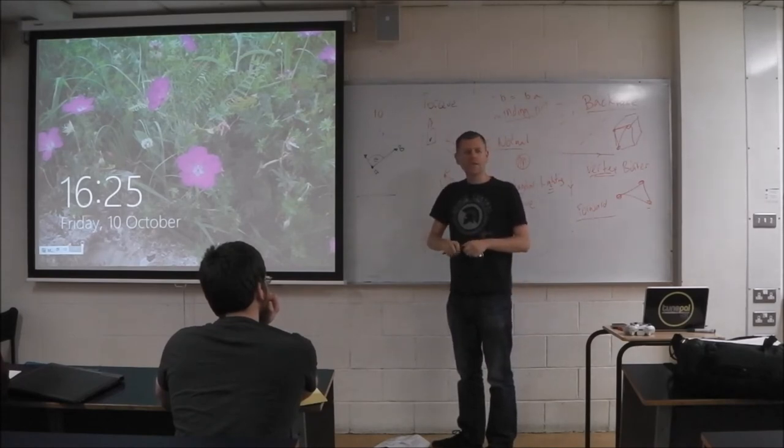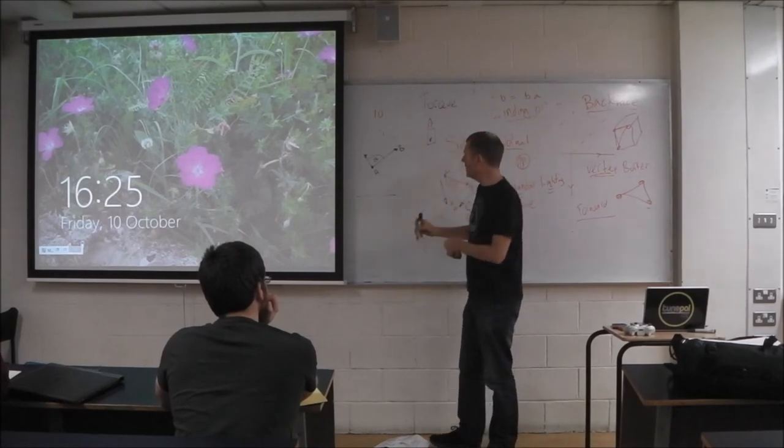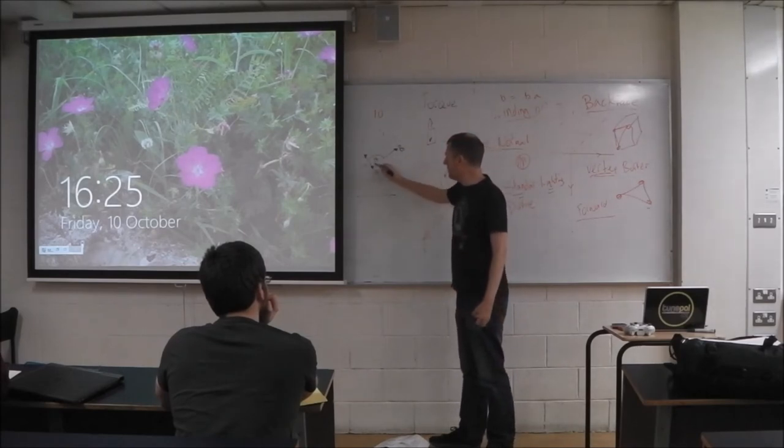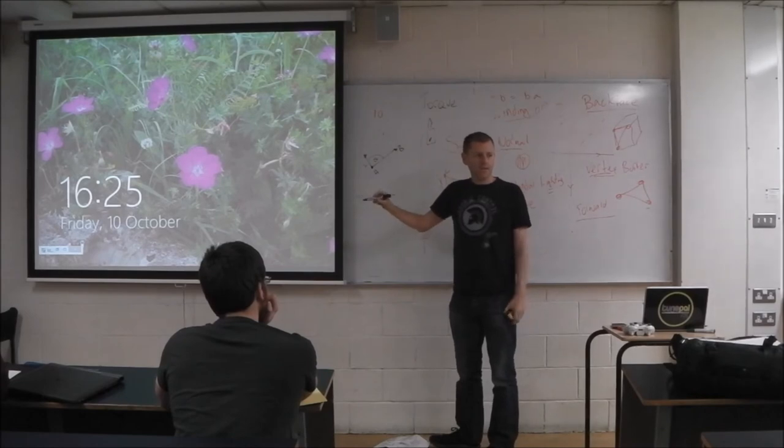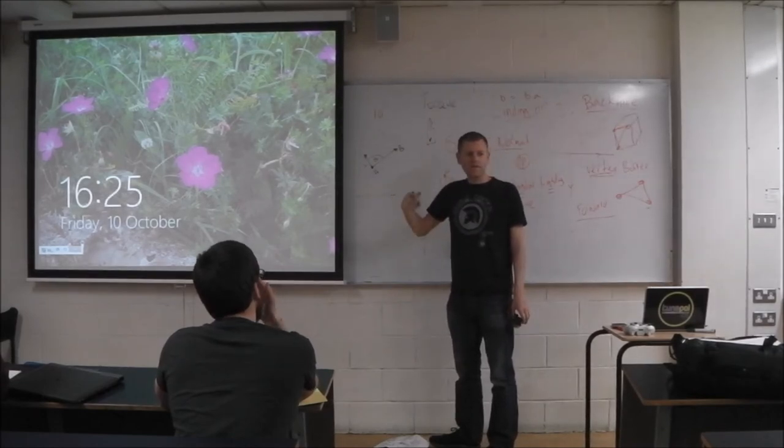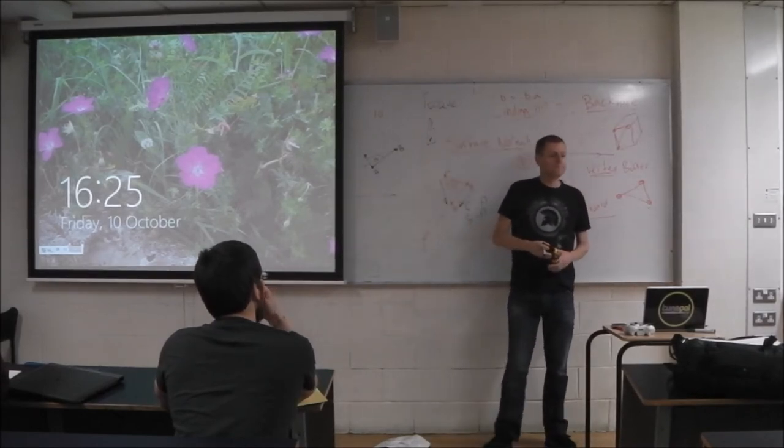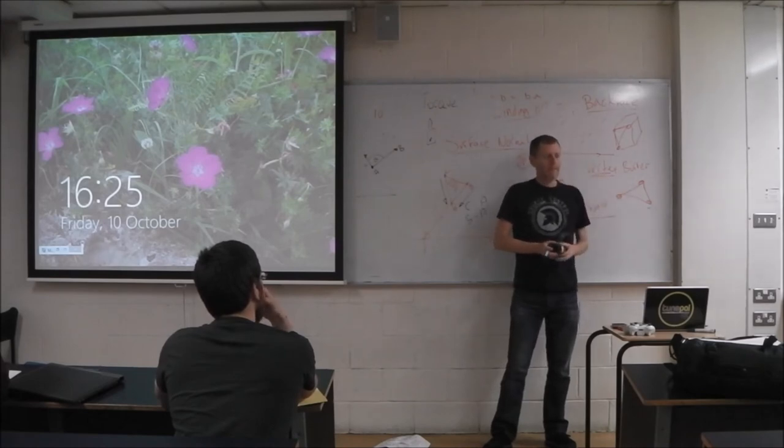To calculate that, I will use the dot product of the look vector and the B minus A vector. That gives me the angle, okay? The inverse cosine of the dot product.